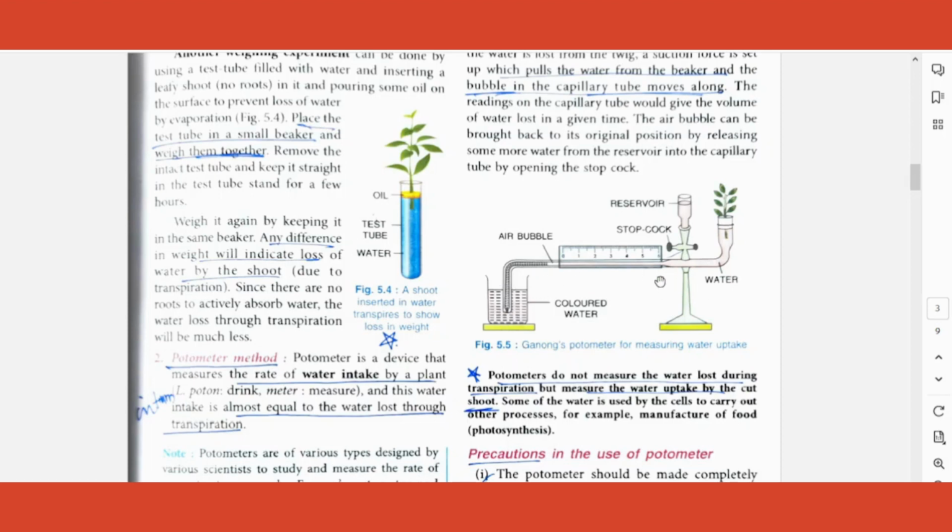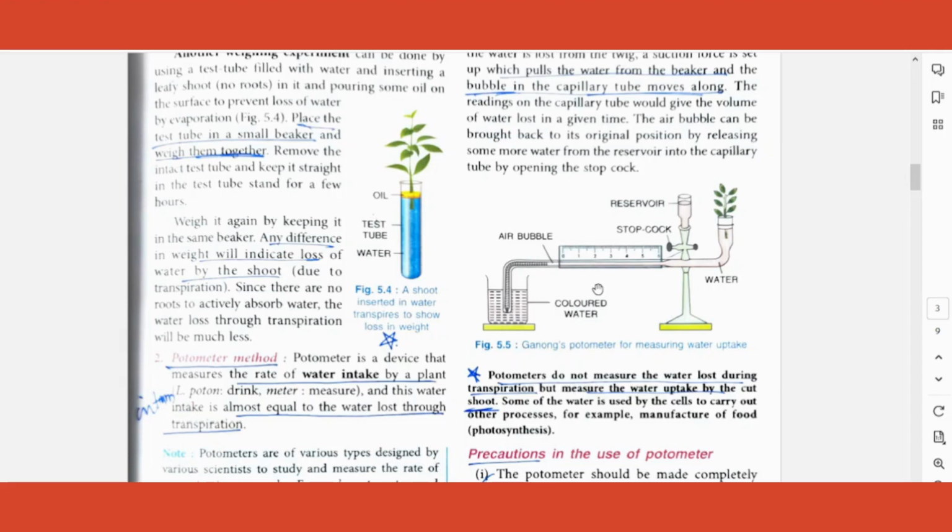You're keeping the entire setup in sunlight. What happens when you keep it in sunlight? From the leaves, transpiration will occur. Water will be lost from here due to adhesion, cohesion, all the forces that help in the ascent of sap. Water will be pulled up from here. Correct? Therefore, this water here will move up. Slowly, the air bubble will start moving towards this side. How much this air bubble moves is an indirect indication of how much water has transpired.